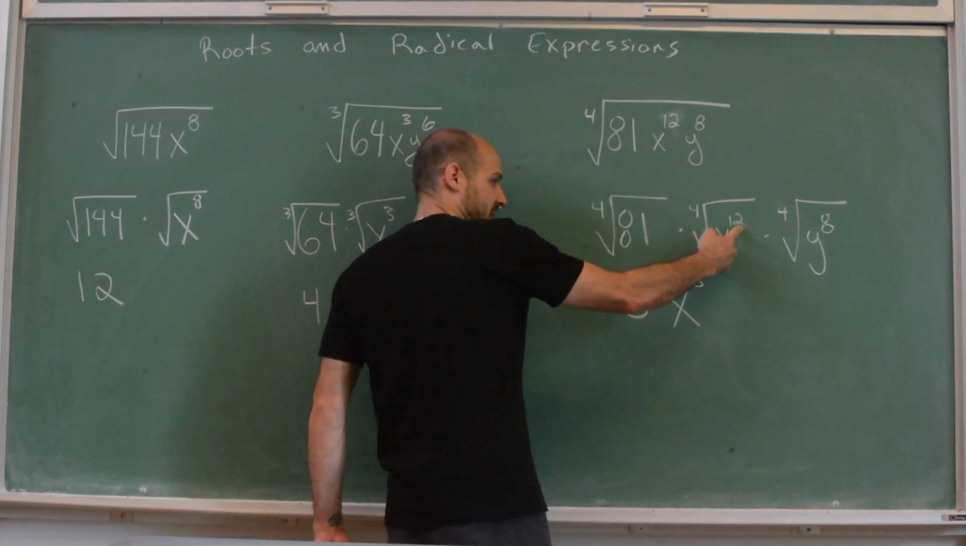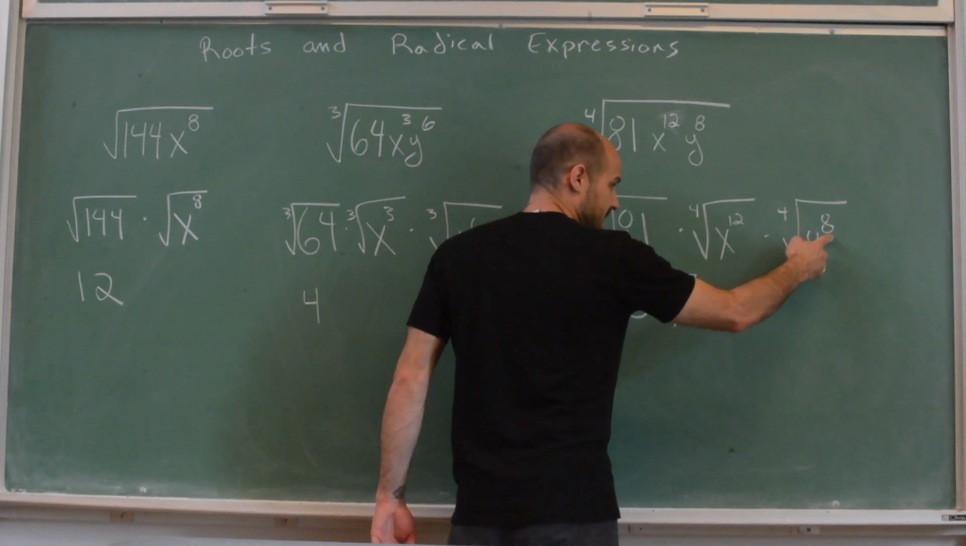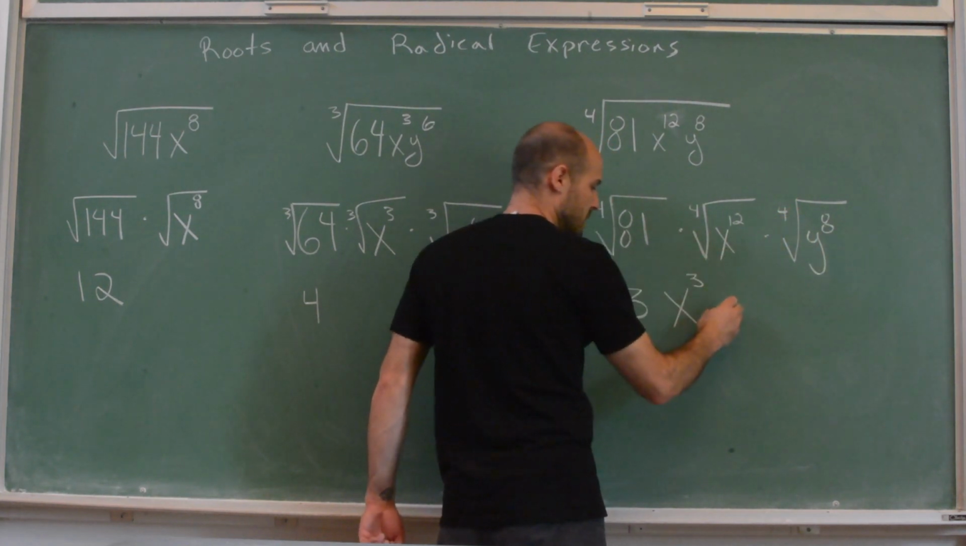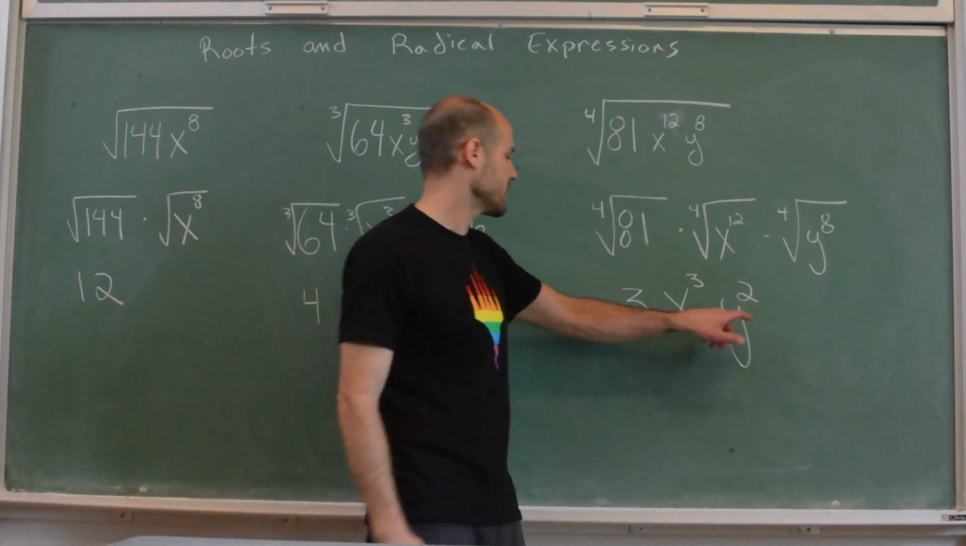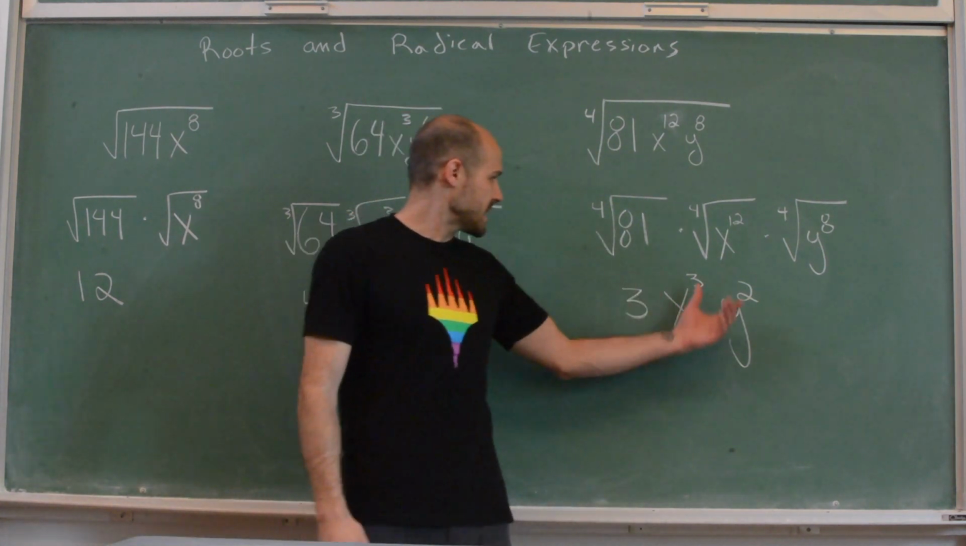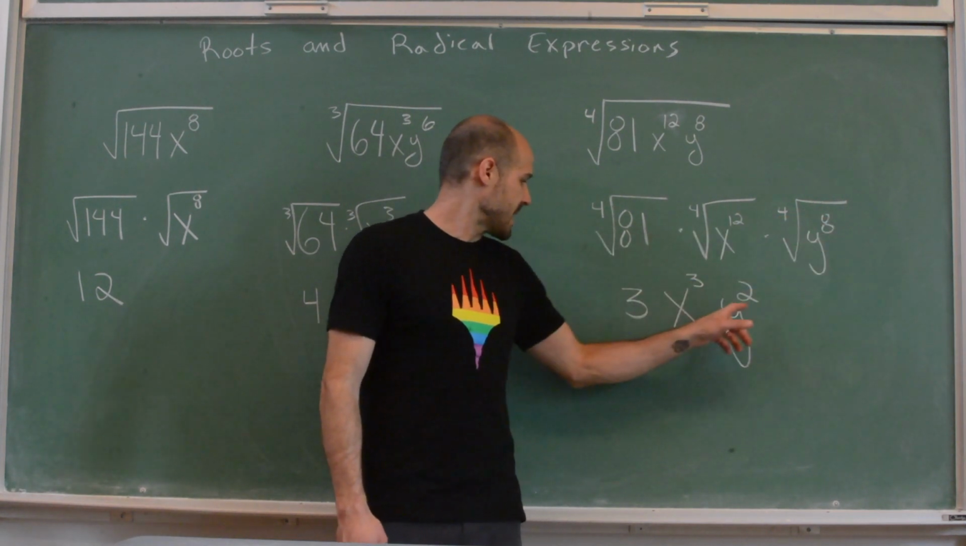You're just dividing this number by that number. So what is 8 divided by 4? Just gives us 2. So our answer is y squared. Because what we're saying is this times itself 4 times gives us y to the 8. And that's how this happens.